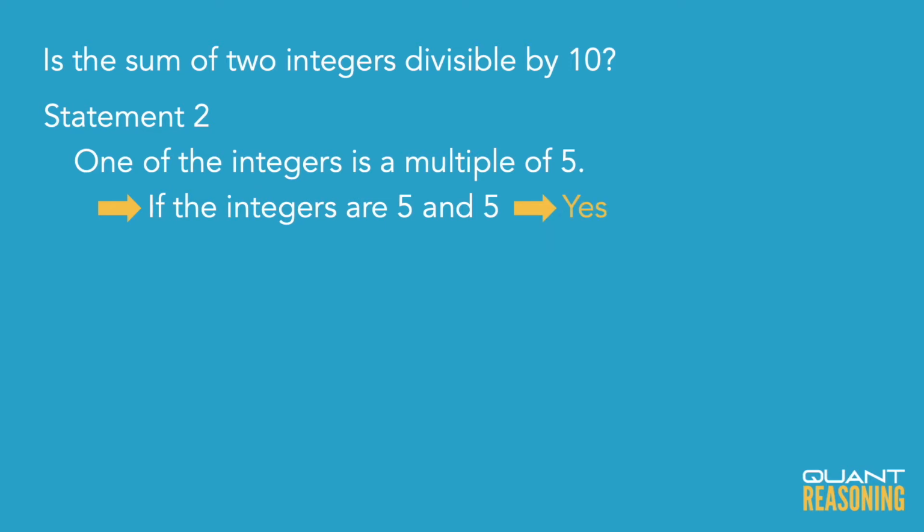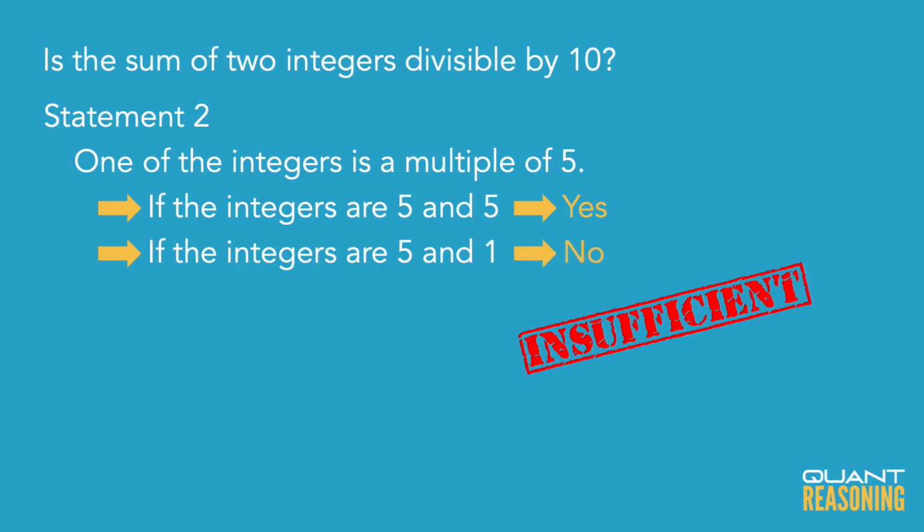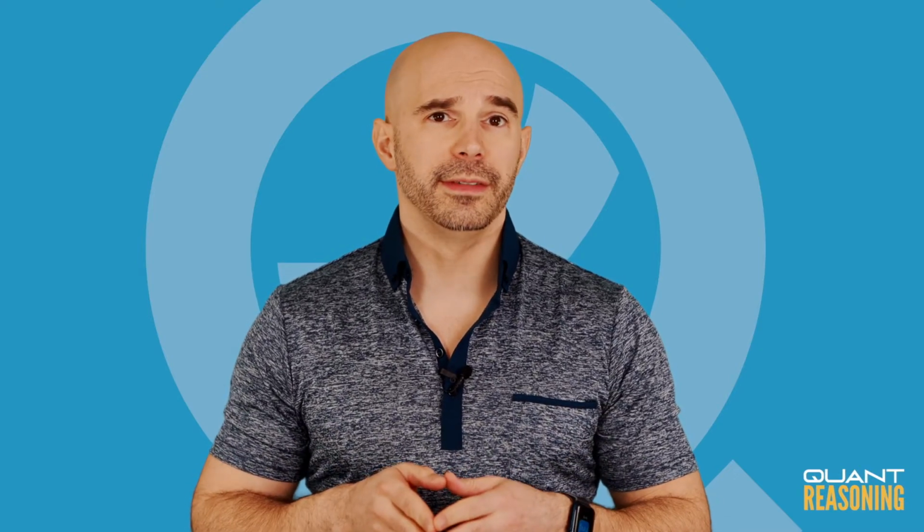Must it be a multiple of 10? No, the other number could be 1 or 2 or 3 or 4. So all we have is 5 plus some unknown number. I can't say whether the sum would be divisible by 10. Maybe yes, maybe no. So statement 2 is not sufficient on its own either.